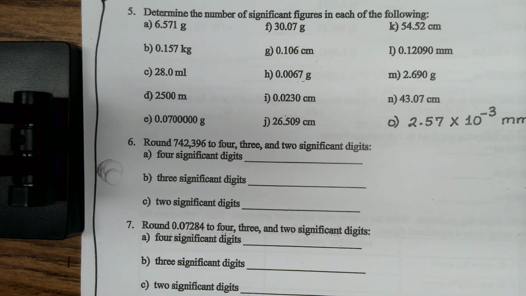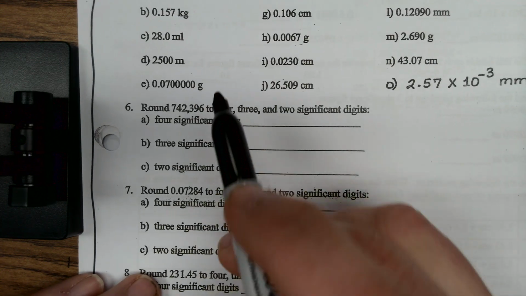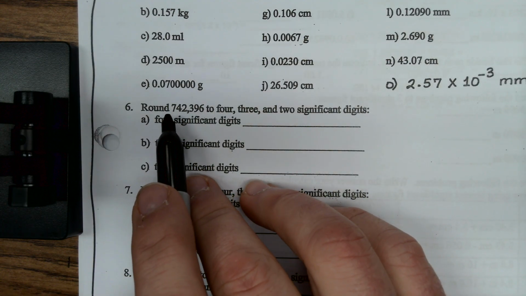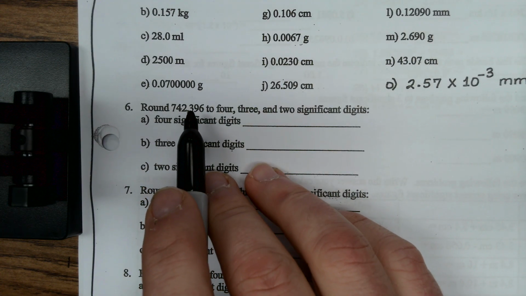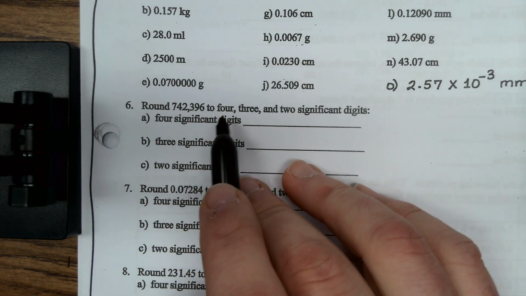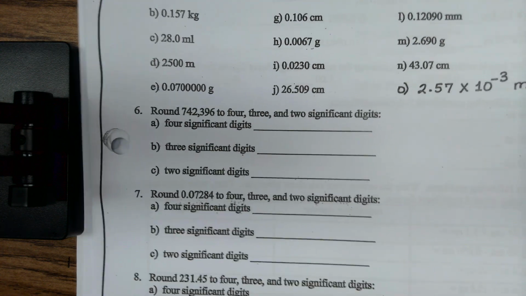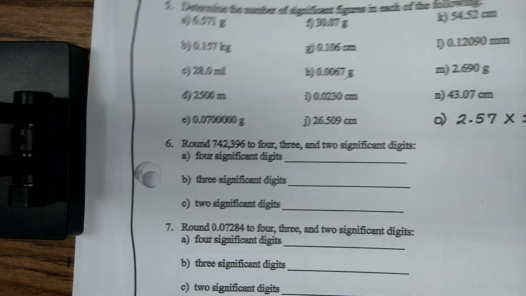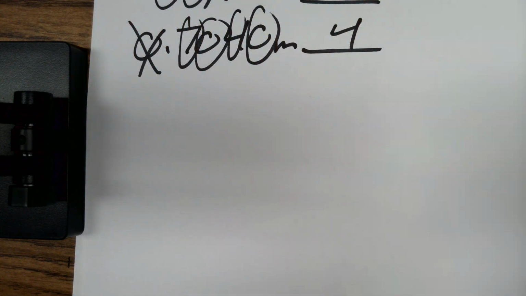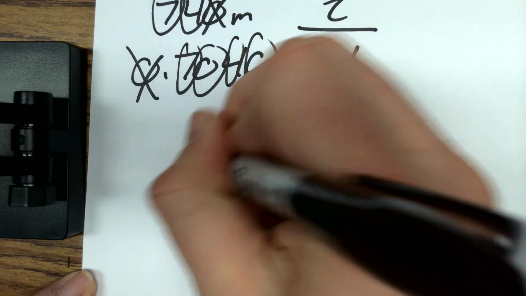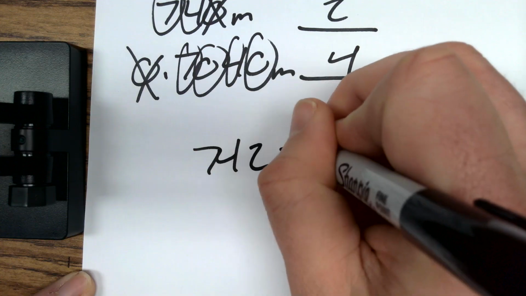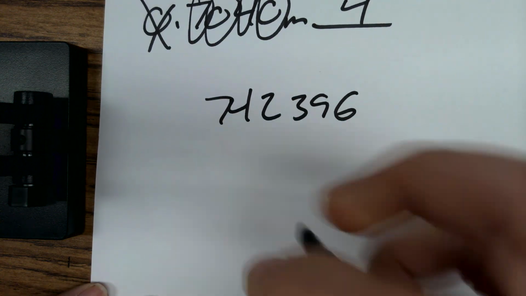So, whew, my goodness. All right. So I need to round 742,396 to 4 sig figs, 3 sig figs, 2 sig figs. So this kind of gears us up to what scientific notation is going to look like for us. So to make life easier, I'm going to rewrite those numbers over here. 7, 4, 2, 3, 9, 6.